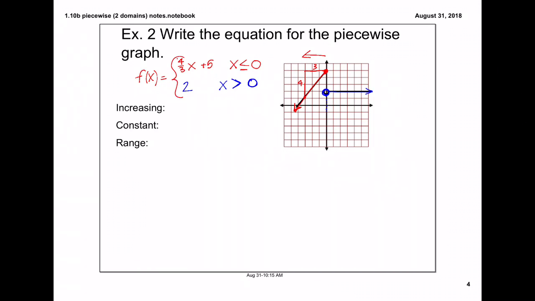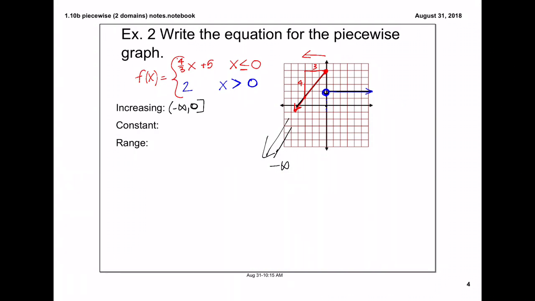Now looking at where our function is increasing, this red line would continue to negative infinity, so it is increasing from negative infinity all the way to 0. So a parenthesis around negative infinity. It is a closed dot at 0 on our red line, so we want to use a bracket.